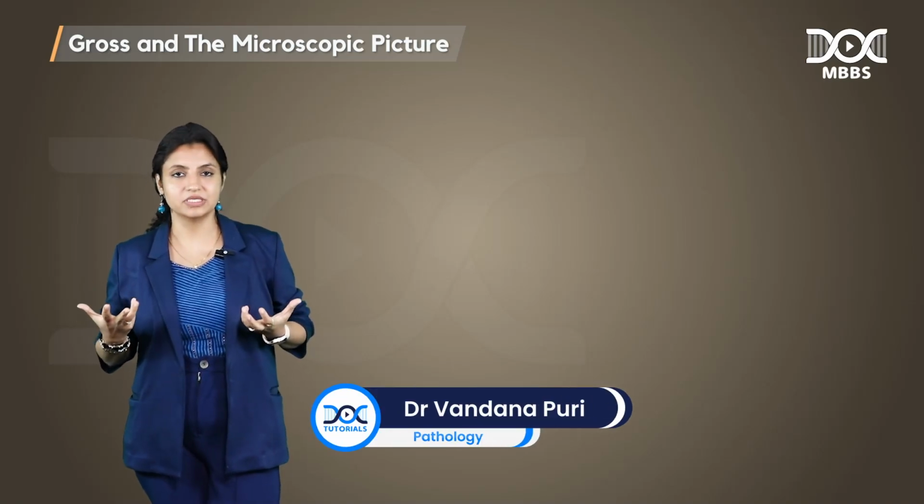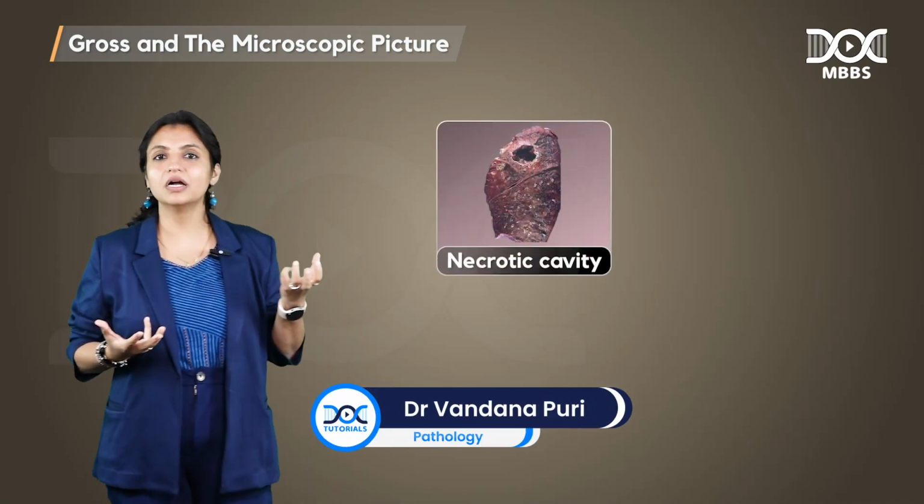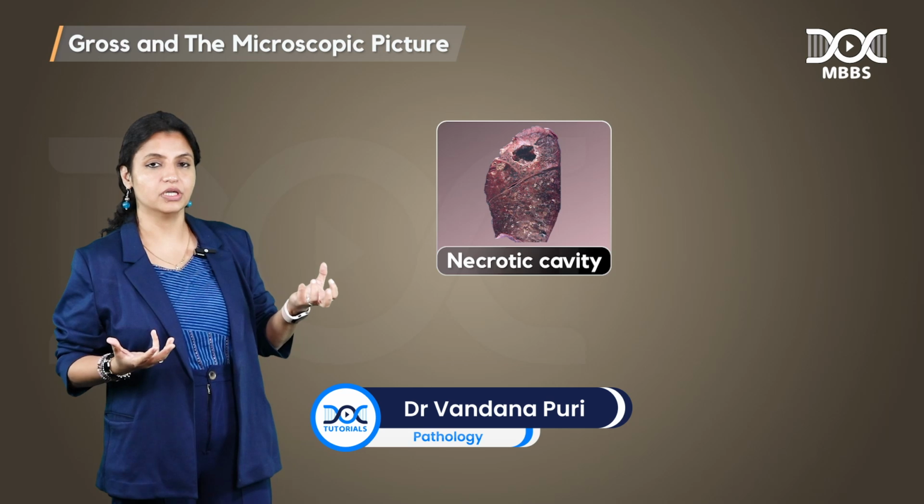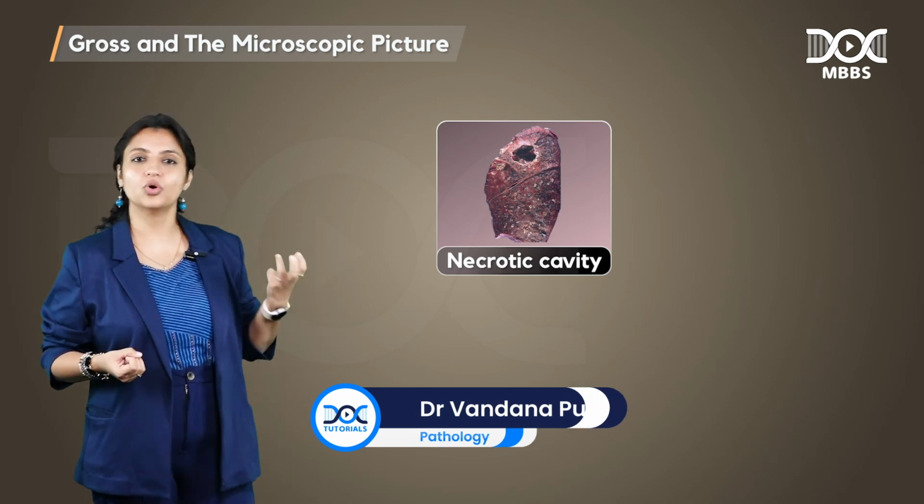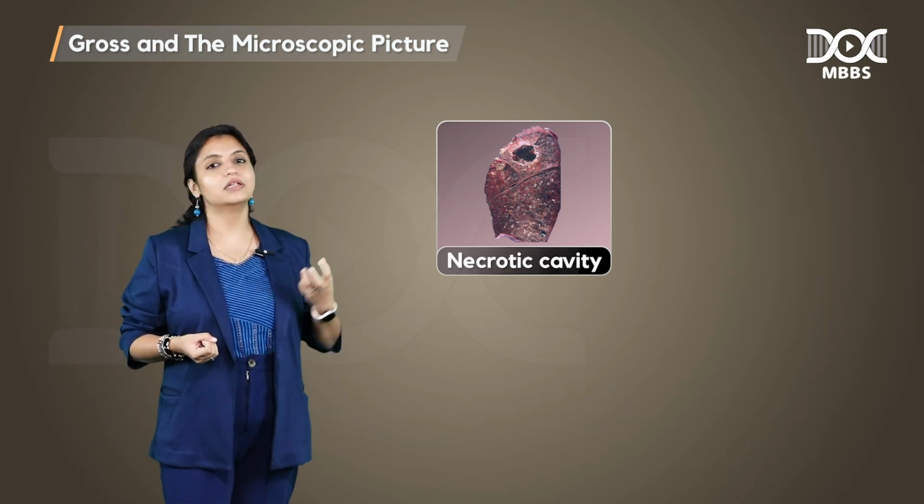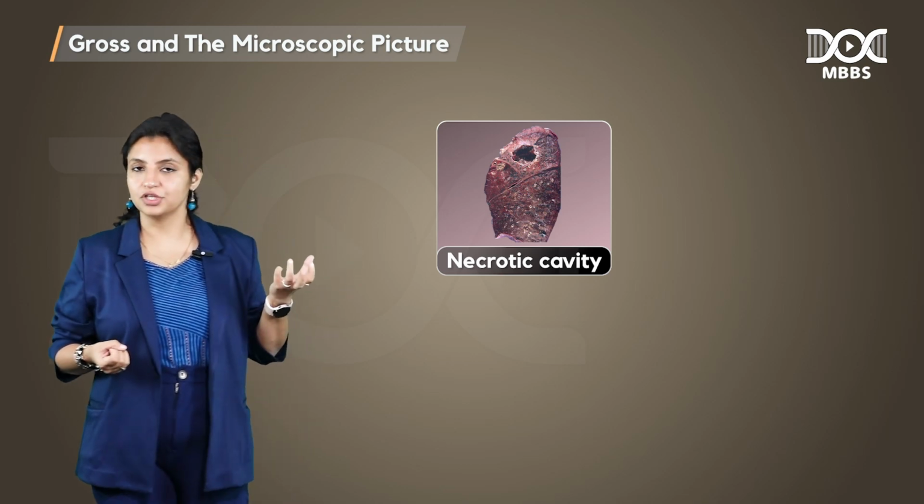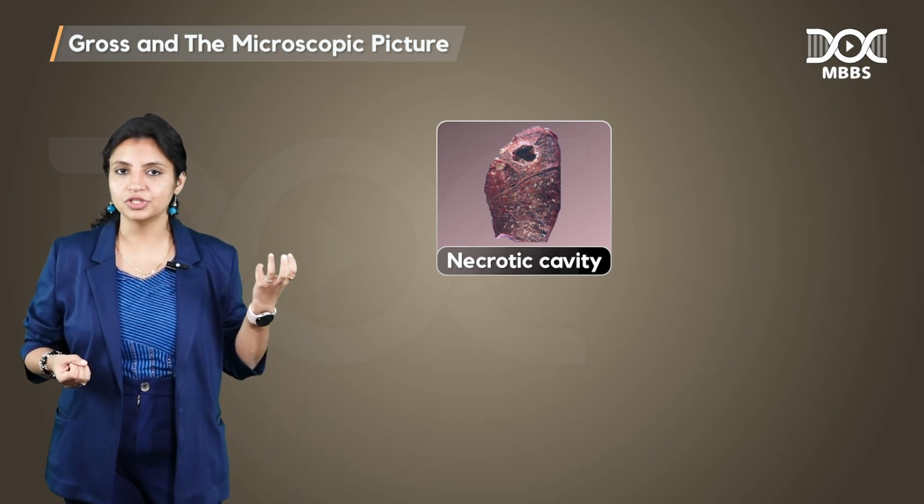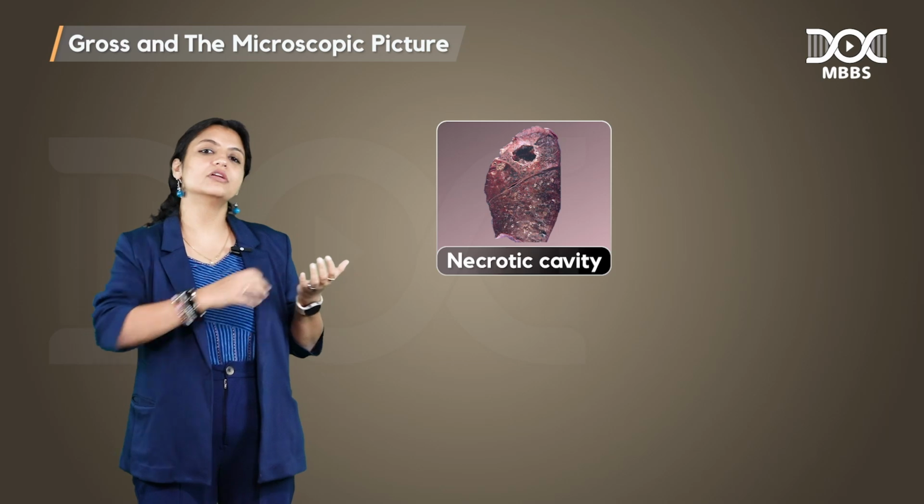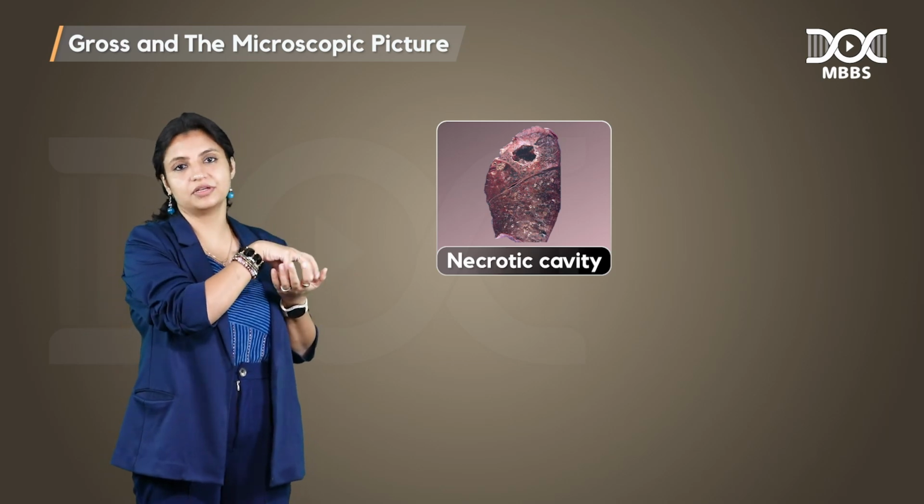What happens in an abscess? The lung tissue is completely dissolved. So whenever you look at the gross specimen of a lung abscess, you should remember that there is complete dissolution of the lung tissue. Obviously, some cavity formation will occur there, and in that cavity there will be a lot of pus, suppuration, and inflammatory cells.